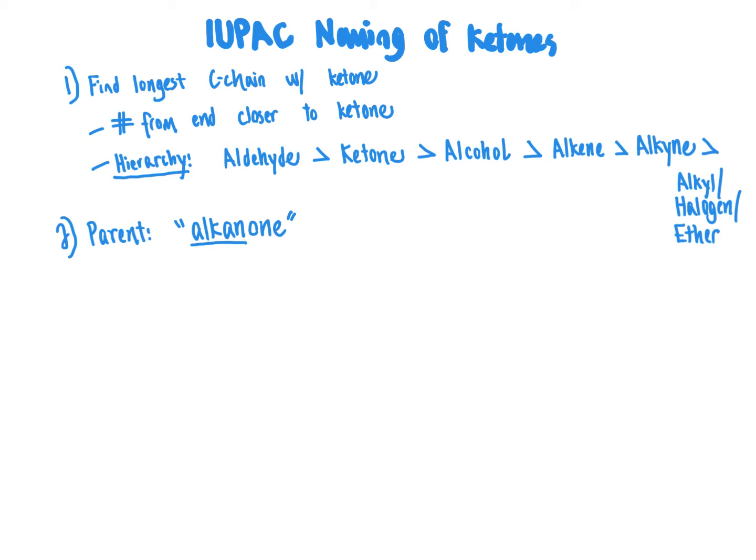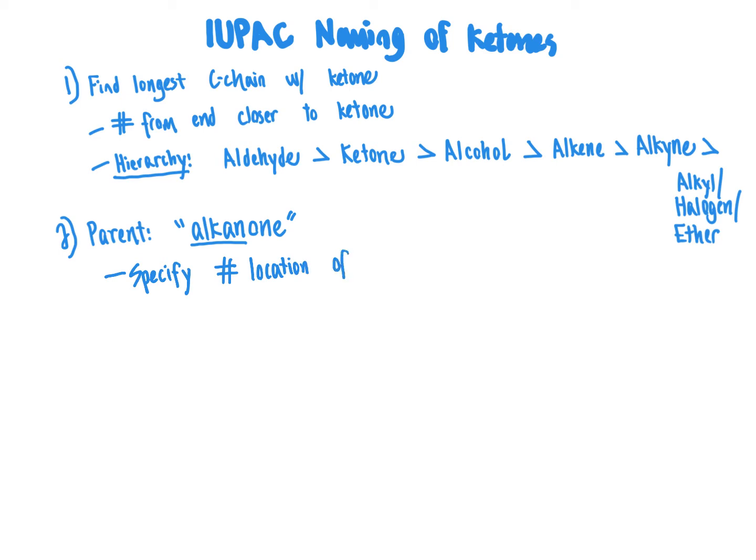You do need to specify in that parent name where the carbonyl group is located, because unlike aldehydes, where the carbonyl group has to be at one end of the chain, specifically at carbon number 1, with ketones you would get different structural isomers, or constitutional isomers, as we may call them, by putting the carbonyl group at different positions of the chain.